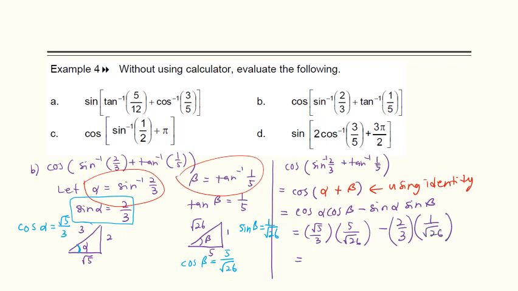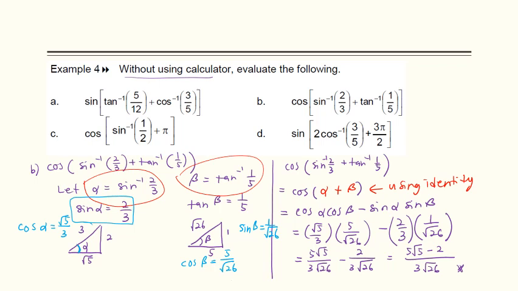Okay, so simplify, kita akan dapat 5 square root 5 per 3 square root 26 minus 2 over 3 times square root 26. Bawah dia sama kan? So sekalikan je lah. 5 square root 5 minus 2 over 3 square root 26. So this is the answers. Sebab soalan dia without using calculator so jawapan dia mesti macam ni. Kalau awak dapat perpuluhan-perpuluhan tu memang guna calculator lah tu. Right? Okay. So soalan lain boleh buat.